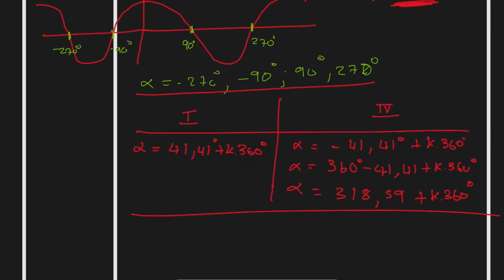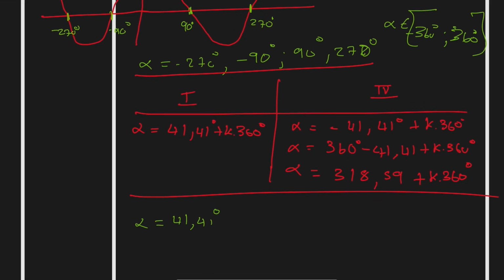But on this question we were given a restriction to say theta, alpha, is an element from negative 360 to positive 360 degrees. So we must only look at the angles that are in between that interval. Okay, so now from this first angle here, our angle is just equal to 41.41 degrees, whereby k is equal to 0.